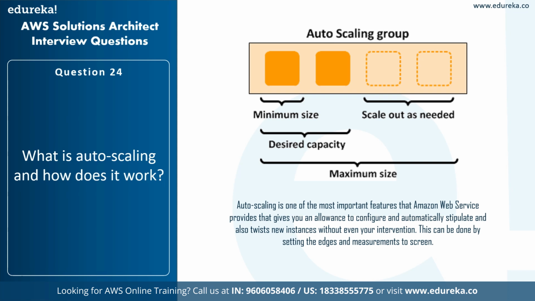And you can see that you will have either a minimum size, then a desired capacity, scaled out as needed, and finally the maximum size. So you can consider what is the minimum size based on the least number of instances of any particular group.